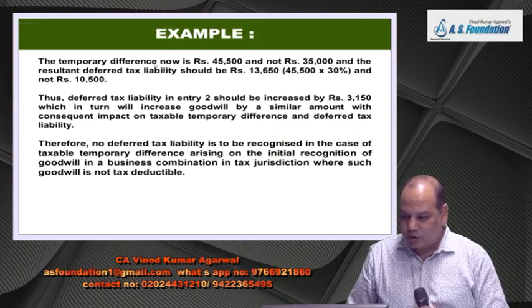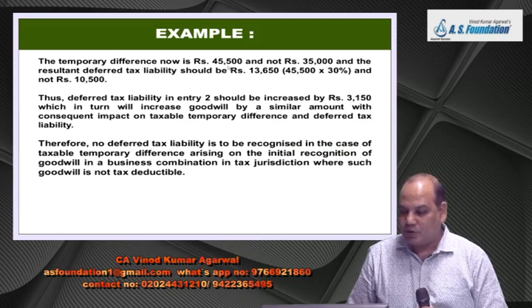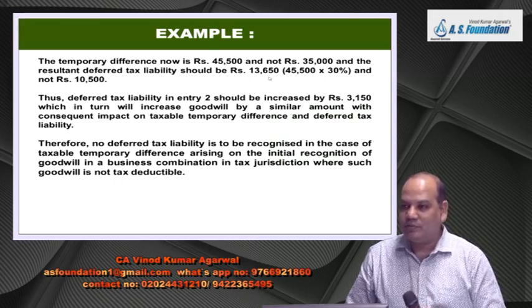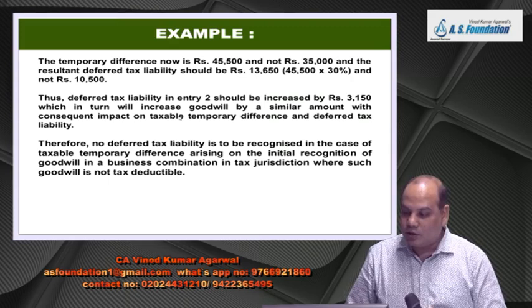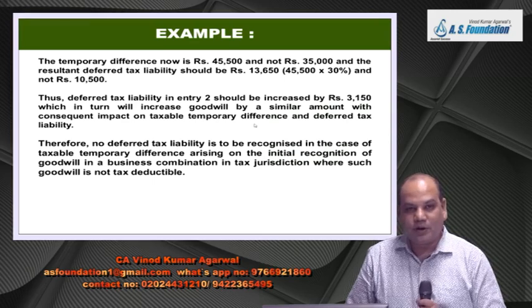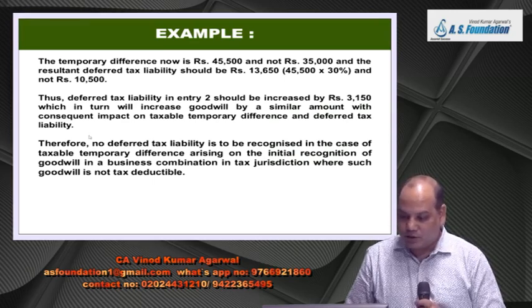Okay. Now if my goodwill becomes 45,500, which means my DTL of 10,500 is not correct. So I need to recognize a DTL of 13,650 now. Again there is a problem. If I change the DTL again, what will happen? Goodwill will again change. So the DTL in entry 2 should be increased by rupees 3,150, which in turn will increase goodwill by a similar amount, with consequent impact on taxable temporary difference and deferred tax liability.